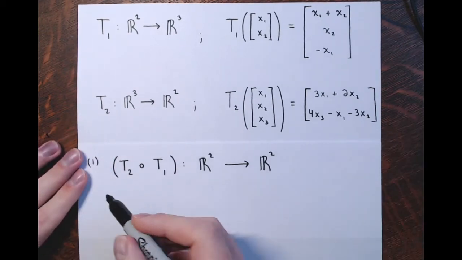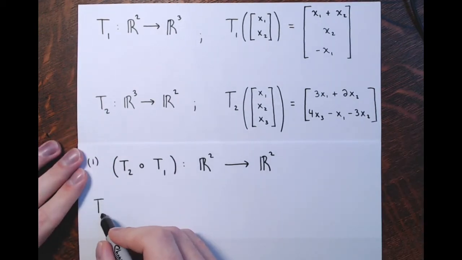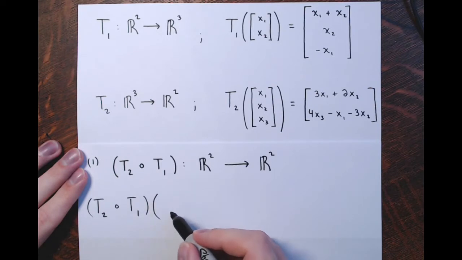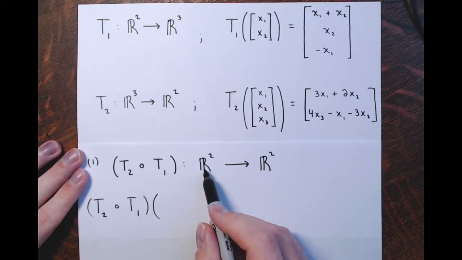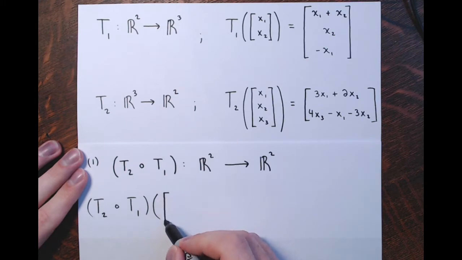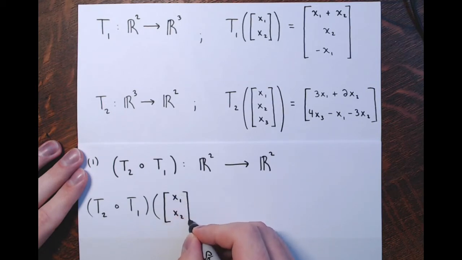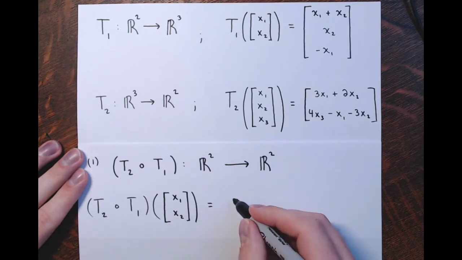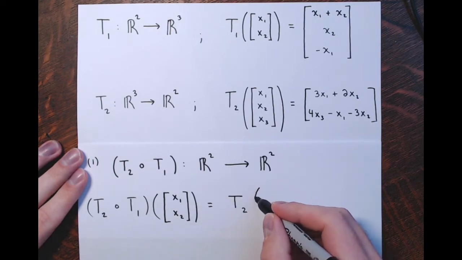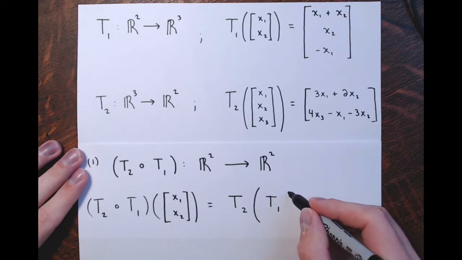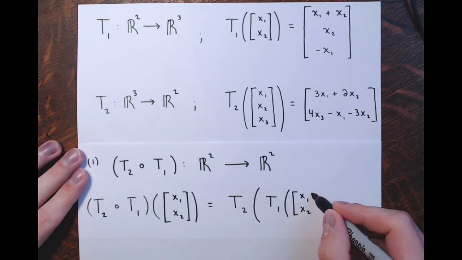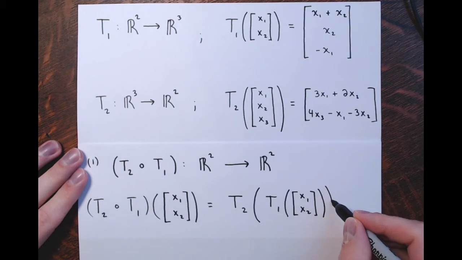Right. So let's see what this is. So I'm going to do T2 composed with T1 of some vector from the domain, which again in this case is R2. So I'm going to start off here with a vector with 2 components, say x1 and x2. So again, remember how this stuff works. Composition is the same thing as T2 of T1 of this vector from R2, x1, x2 here. So sorry, lots of parentheses.